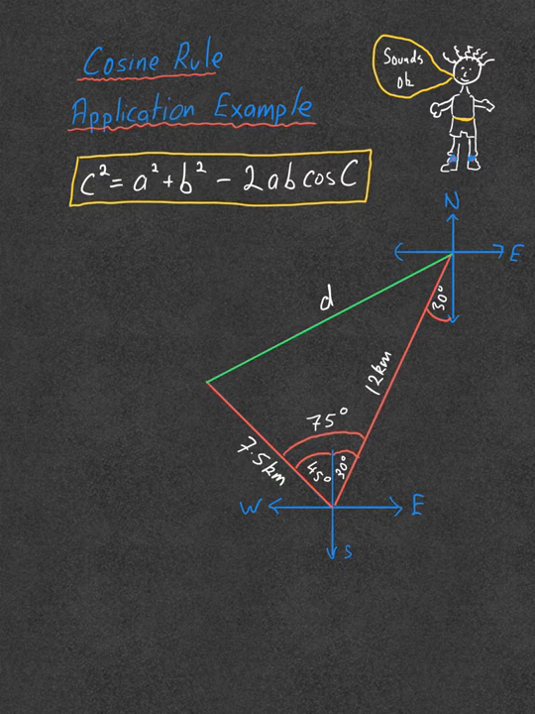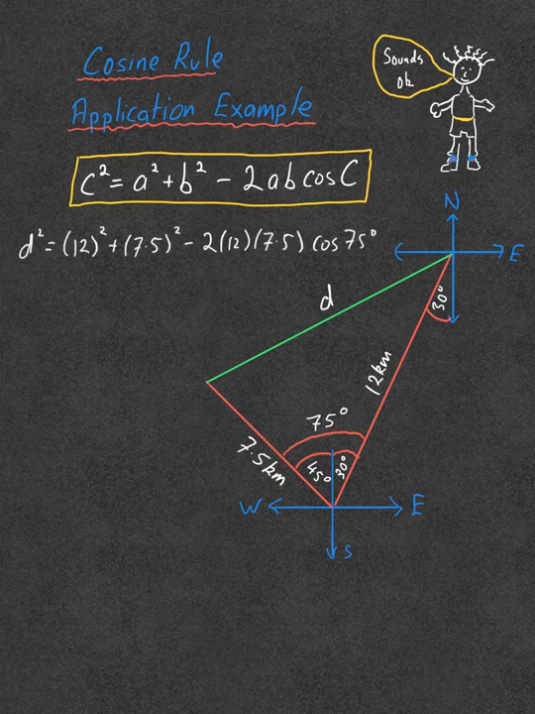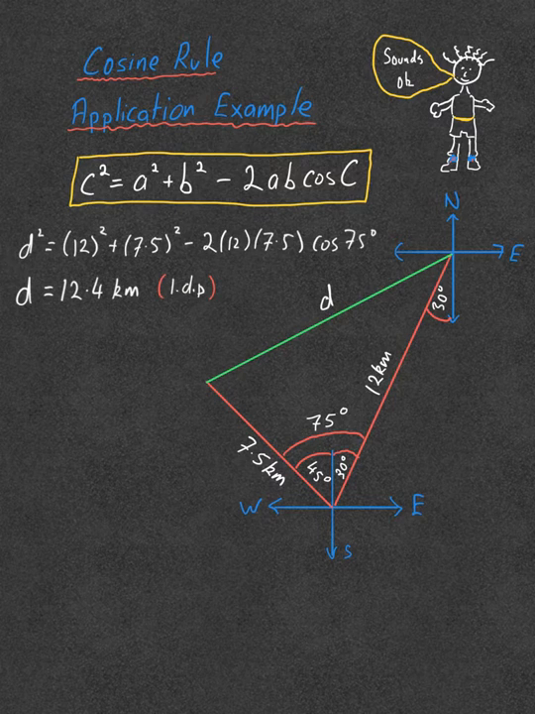So now I've got the condition side, angle, side. So I can use the cosine rule to find the length opposite the 75 degrees. So substituting in, I have d squared equals 12 squared plus 7.5 squared minus 2 times 12 times 7.5 times the cosine of the angle between them of 75. Solving for d here gives an answer of 12.4 kilometres to one decimal place.